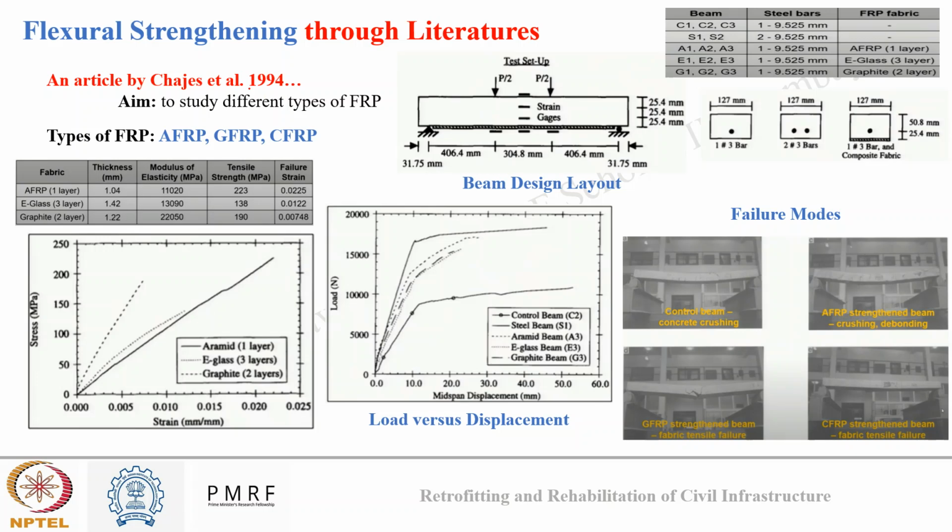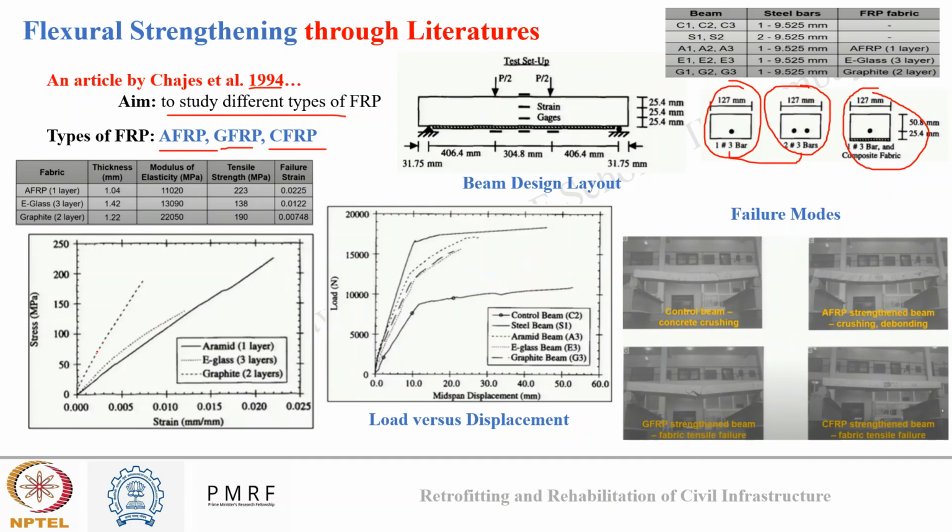Now there was one more study done in 1994, and here they talked about different types of FRP. So they used aramid fiber reinforced polymer composite, they used glass fiber, and they used carbon fiber. So again the setup was the same, a beam, and at the base FRP was attached. They used different configurations. They used a beam with one rebar, they used a beam having two reinforcements, and these both were without FRP. And they used a third configuration where there was one reinforcement inside and an FRP sheet attached at the base.